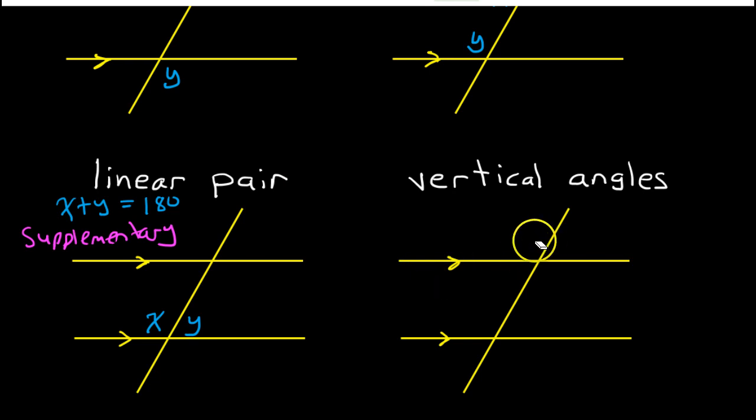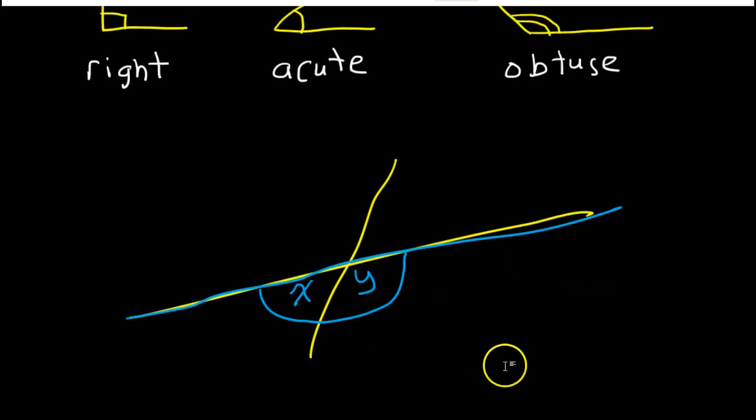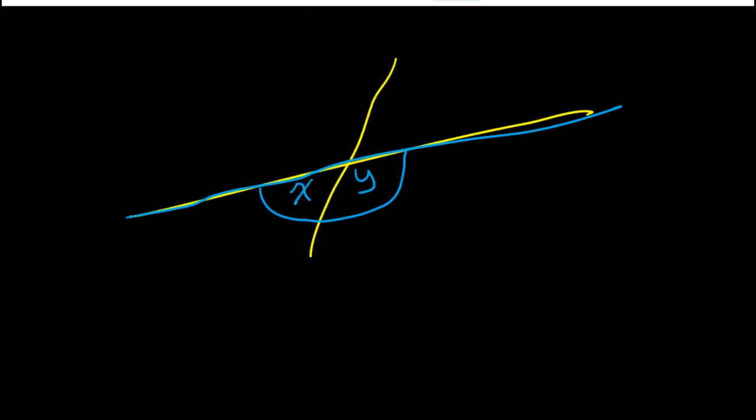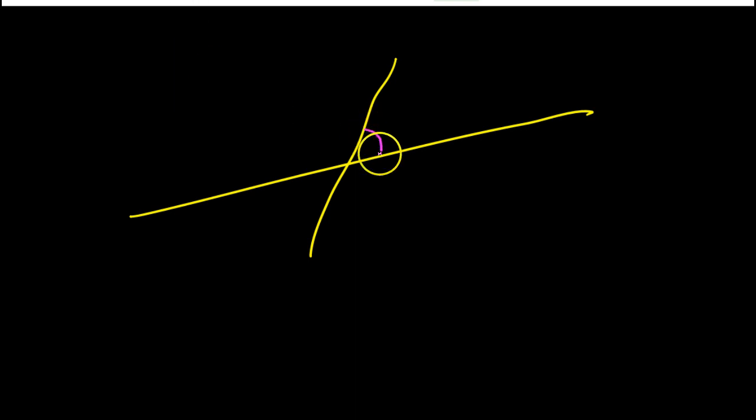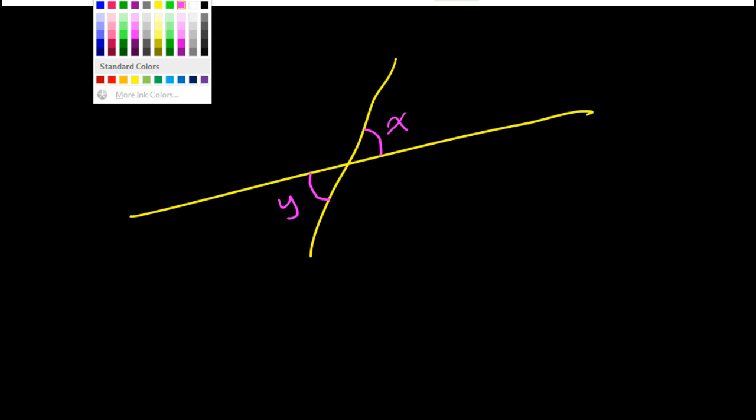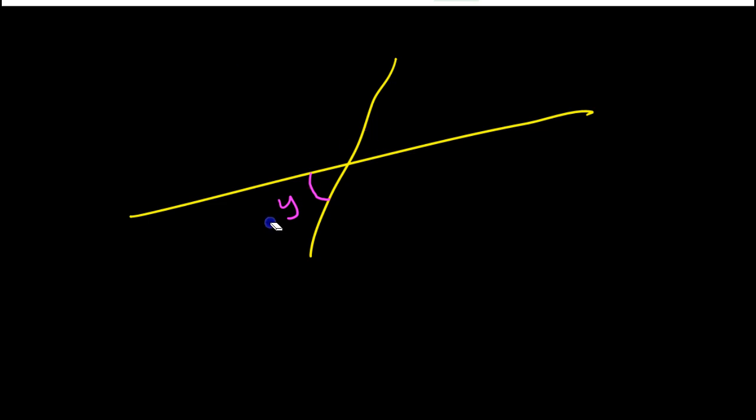Now, finally, we have vertical angles. Here again, vertical angles do not require parallel lines. Vertical angles are another thing that you get anytime you have lines that intersect. And vertical angles are these angles that are sort of opposite from each other. When you have intersecting lines, you automatically get two pairs of vertical angles. These angles are vertical angles, like x and y. Those are vertical angles. But also, let's see, can I erase these without erasing everything?